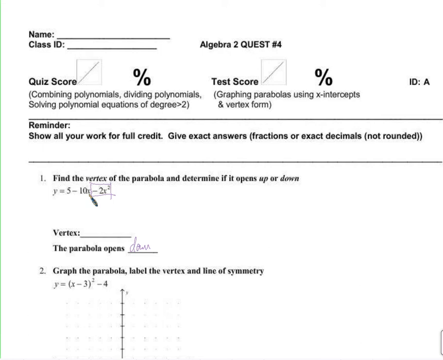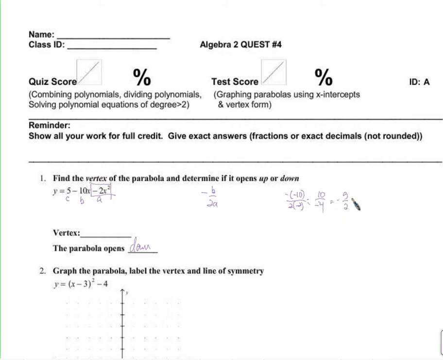What's the vertex? I think a preferred method by most people that I'm seeing is negative b over 2a, because we have this propensity for formulas. You gotta remember that this is c, this is b, and this is a, because it's a matter of what's the coefficient of x squared, what's the coefficient of x, and what is the constant. All right, so b is negative 10, so we have negative 10 over 2 times a, which is negative 2. So we have 10 over negative 4, which is negative 5 halves.